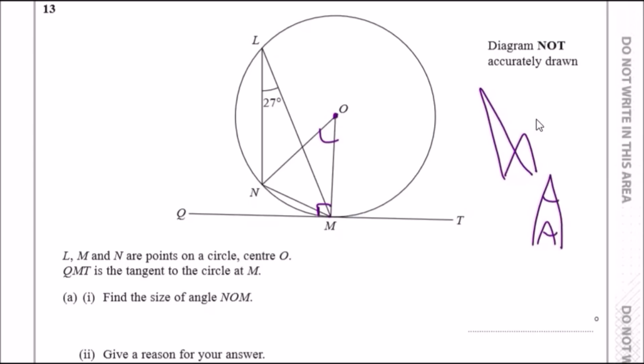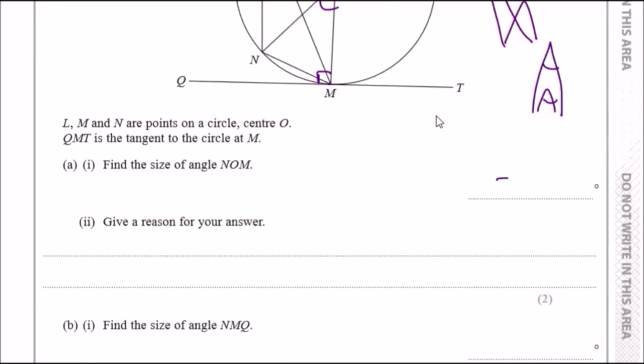This is always 2 times that angle there. So if this is 27, that's 2 times 27. So it should be 54. And here's a proper definition.